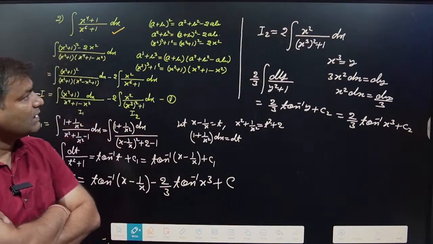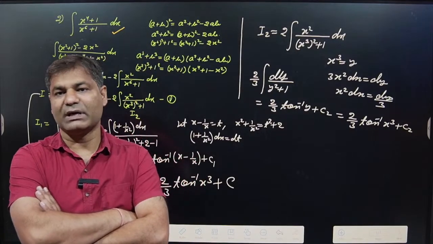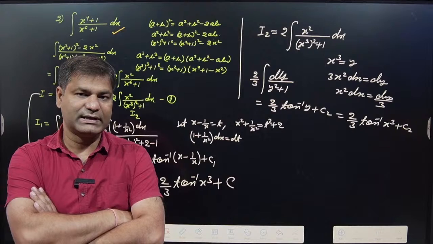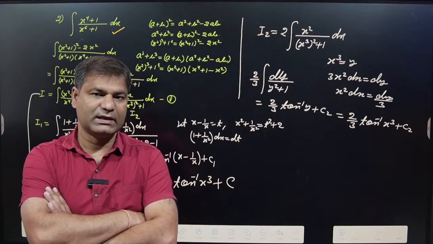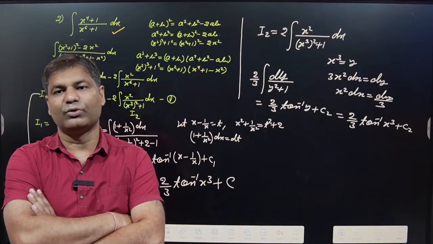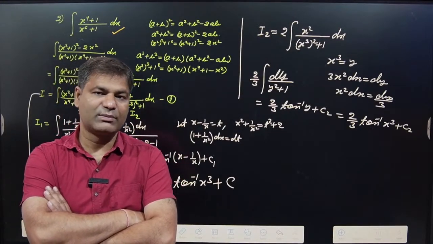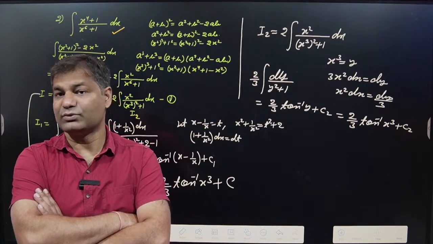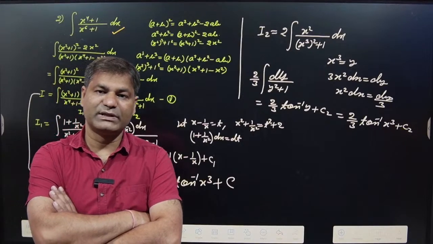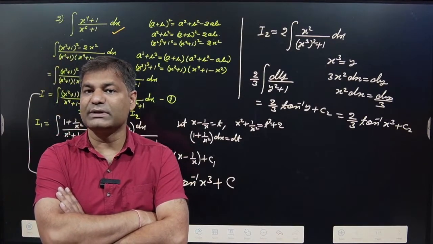That's why I know that a plus b to the whole square is a square plus b square plus 2ab, so a square plus b square is also written as a plus b to the whole square minus 2ab. Here x to power 4 plus 1 is written as x square to the whole square plus 1, which is x square plus 1 to the whole square minus 2 into x square into 1. So x to power 4 plus 1 is replaced by x square plus 1 to the whole square minus 2 into x square.